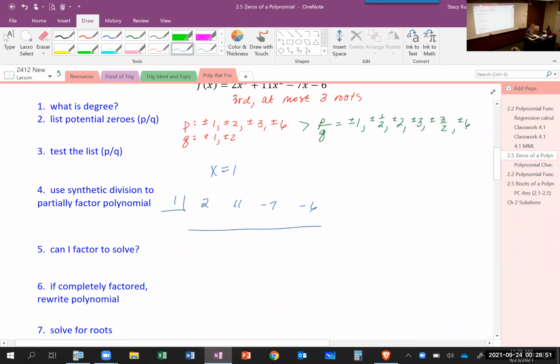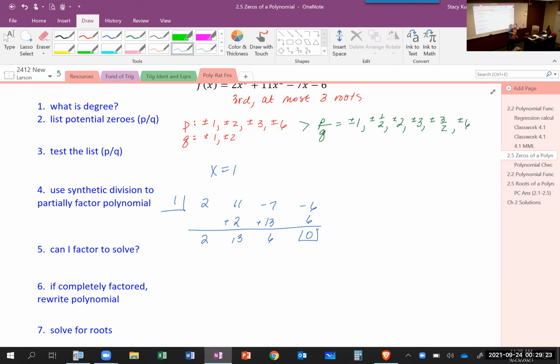So we start by bringing that 2 down, and then we multiply 1 times 2, which is 2, and we add, giving me 13. I say 1 times 13 would be 13, add straight down, and I get 6. 1 times 6 is 6, add straight down, and I get 0. Now I always box in that last term over there to remind me that's the remainder position, right?